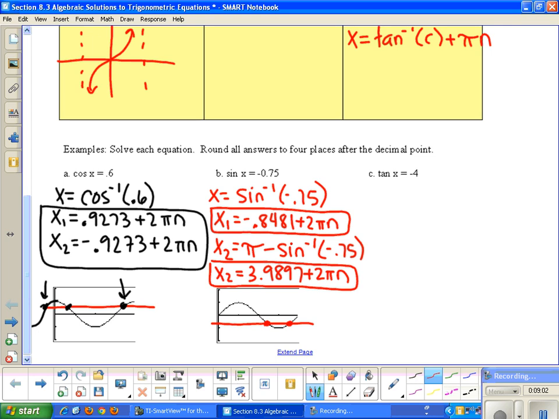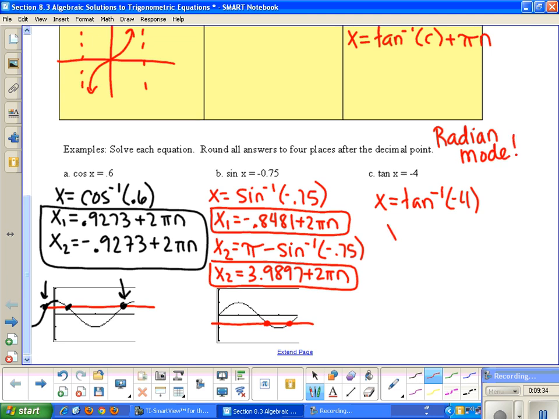And we only had one answer when we had a sine inverse in our equation. Now we're solving for multiple angles where the sine of x is equal to negative 0.75. So for the tangent, this one's nice because I know that tangent's only going to have one answer. So this would be x equals the tangent inverse of negative 4 plus pi k or pi n. When you plug it into your calculator, and I forgot to mention, make sure you're in radian mode when you're doing these problems.